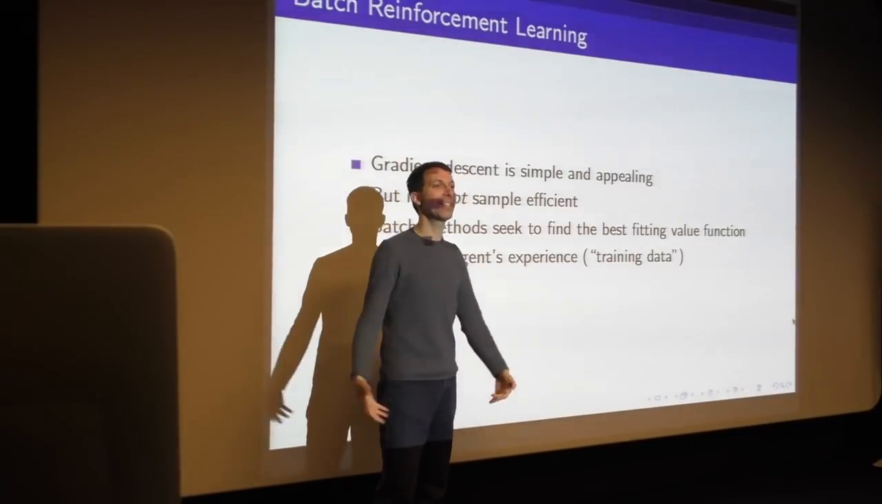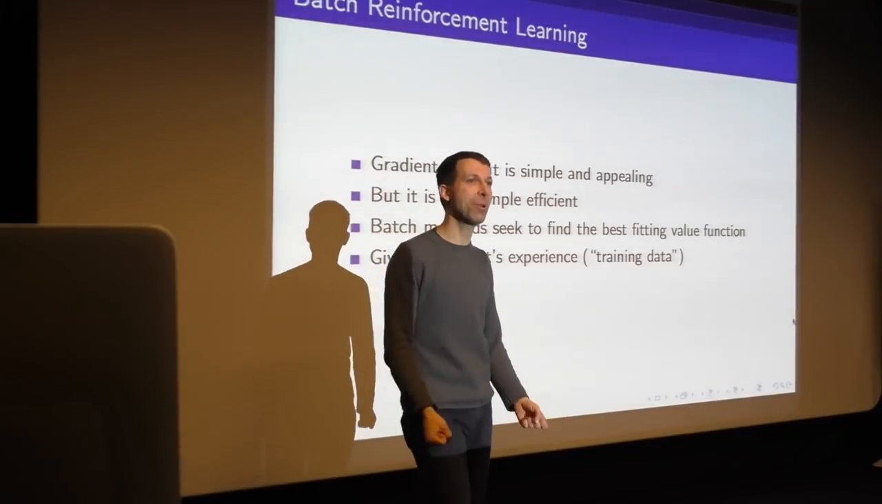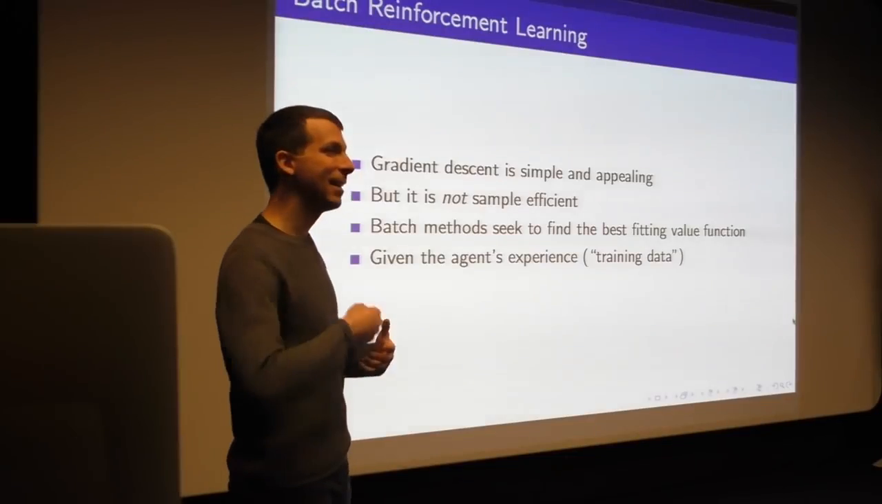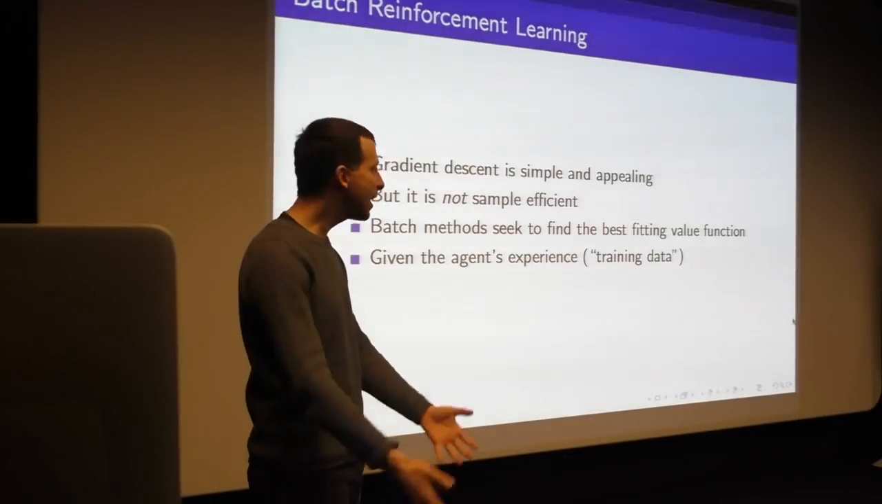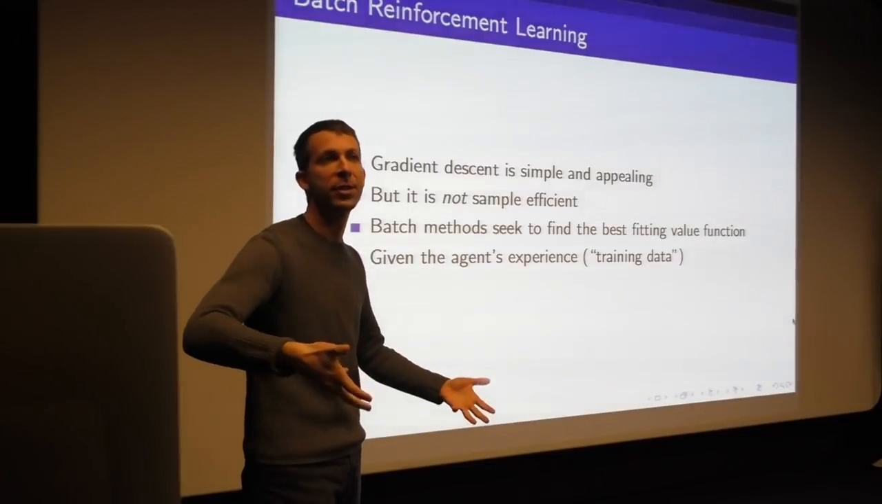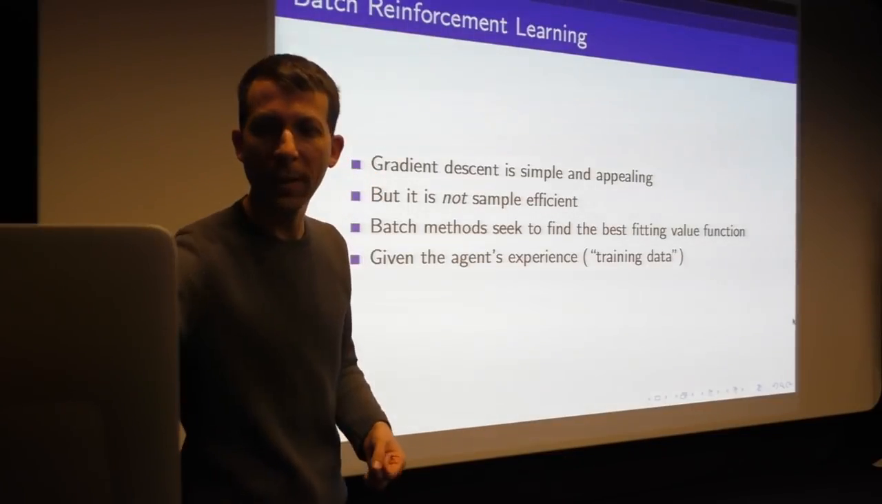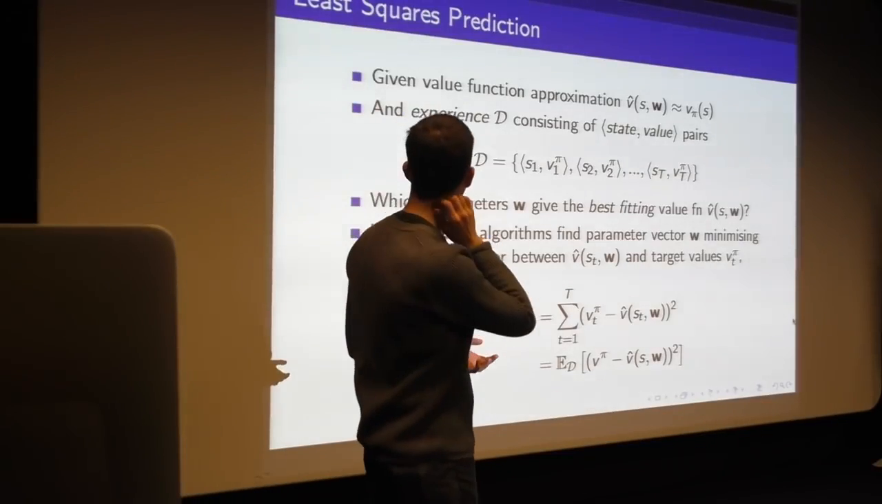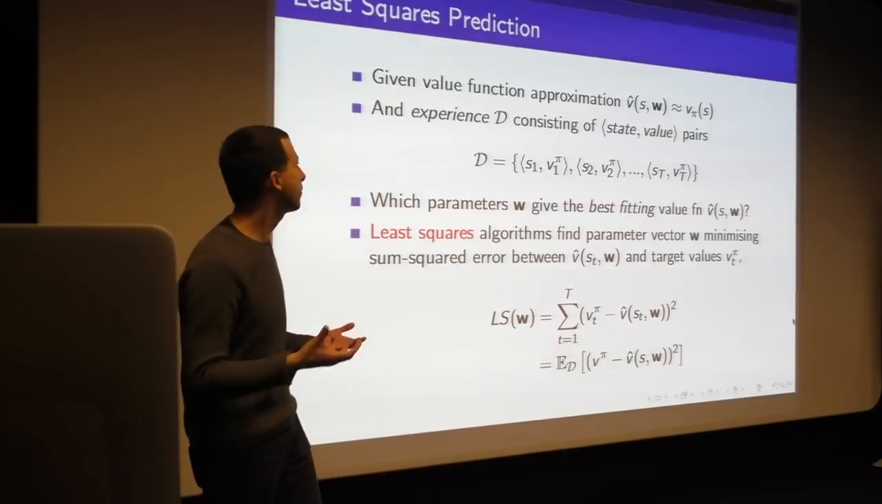That's its training data. It's its life. Life is one big training set for an agent. And we're trying to fit everything the agent's seen, to find the best value function that explains all of the rewards it's experienced so far. So what does it mean to find the best fit? Well, one definition would be something like a least squares fit.